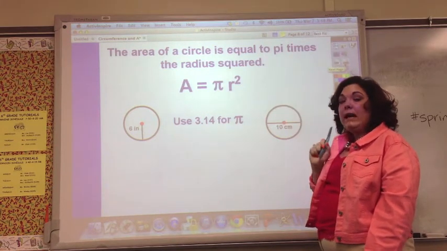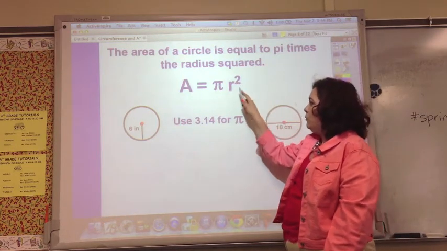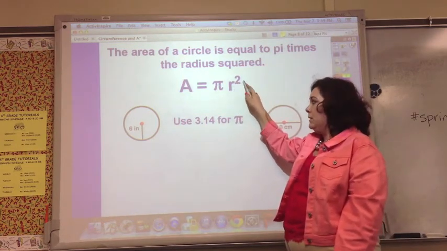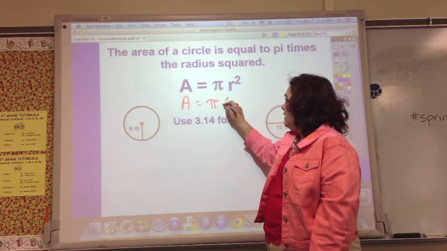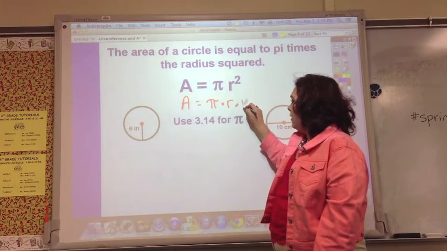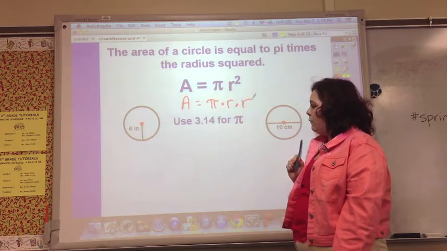So you always have to find the radius first. And you have to do that squared, which means radius times radius. So this could be written A equals pi times r times r. Okay? And this says use 3.14 for pi.